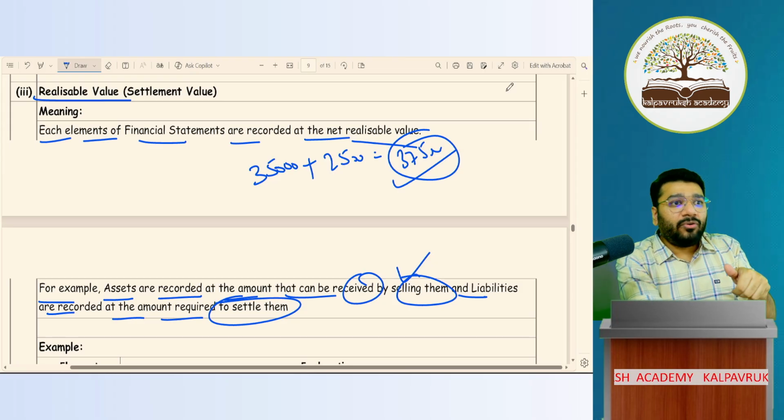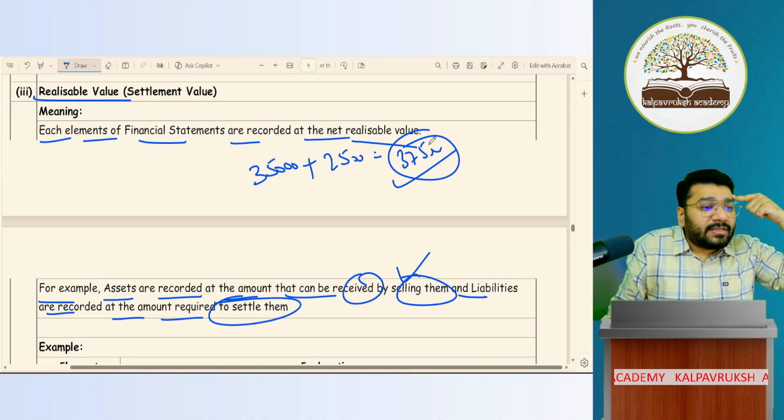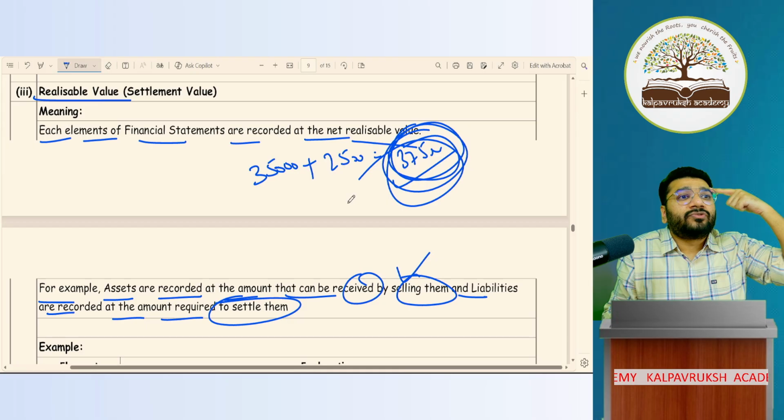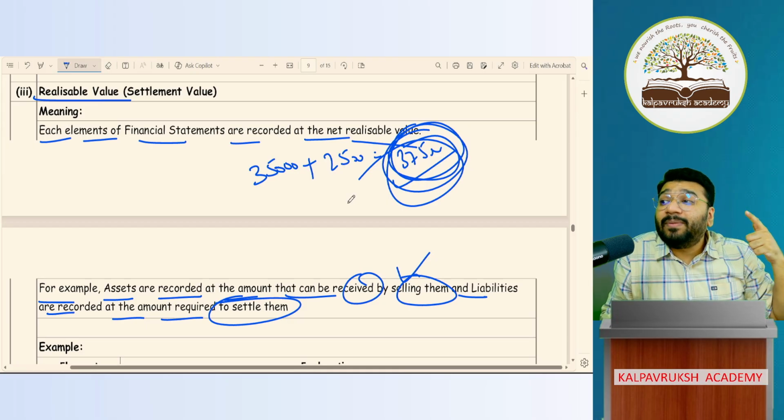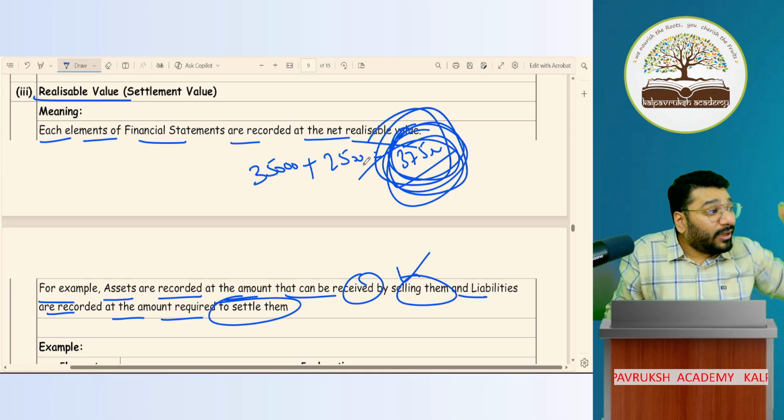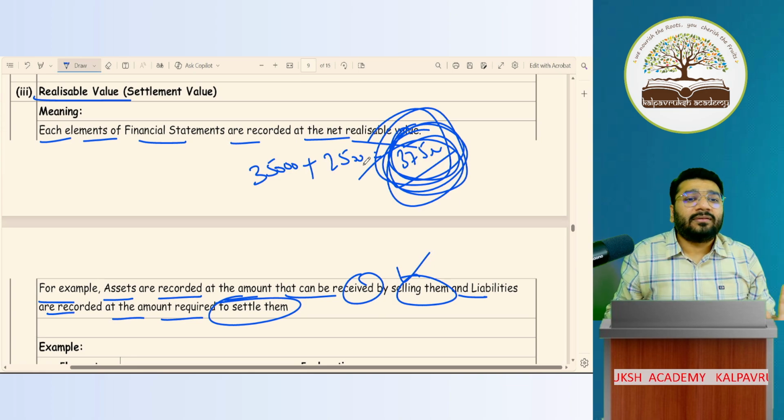But when applying the framework, the question came to my mind. This liability, should I show it at what value? At what value should I show it so that my financial statement will be reliable? If I show this at NRV only, my financial statement will be reliable. Got it, not got it?